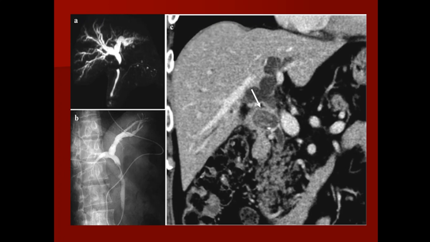MRCP showed the obstructed common hepatic duct but failed to visualize the gallbladder. On picture B, cholangiography contrast X-ray study showed the stenosed common hepatic duct but failed to visualize the gallbladder. And the CT scan, that's picture C, clearly shows that stones impacted in the gallbladder duct expanded the common hepatic duct, thereby inducing stenosis.